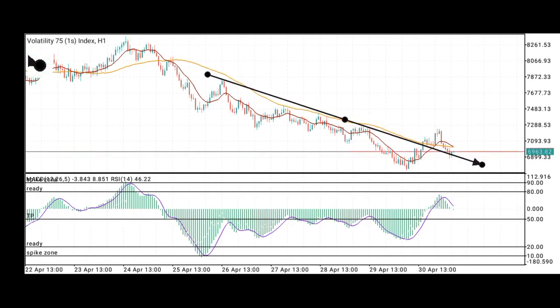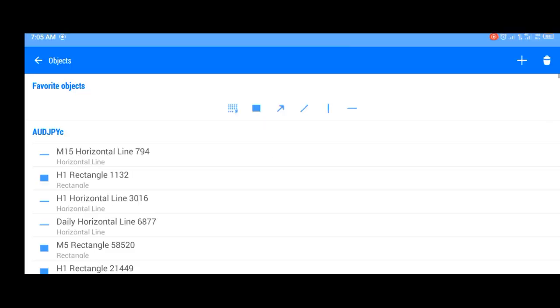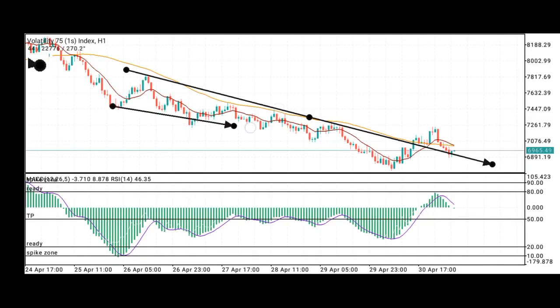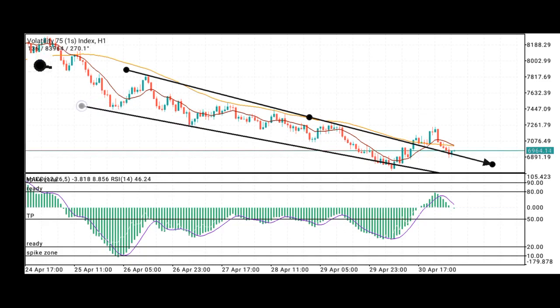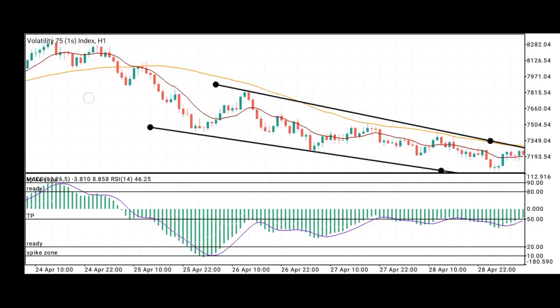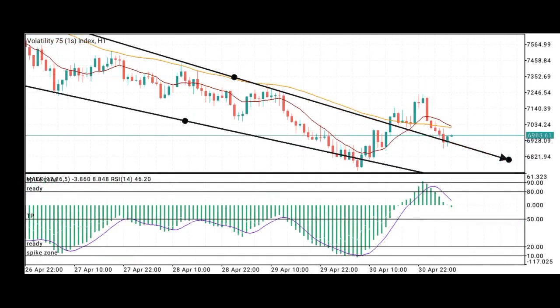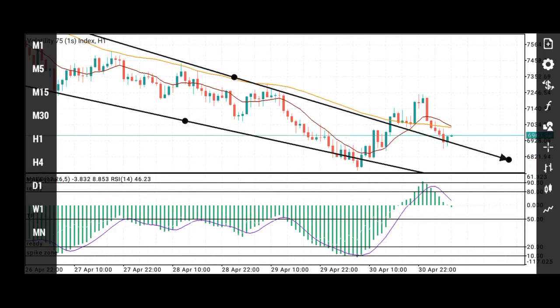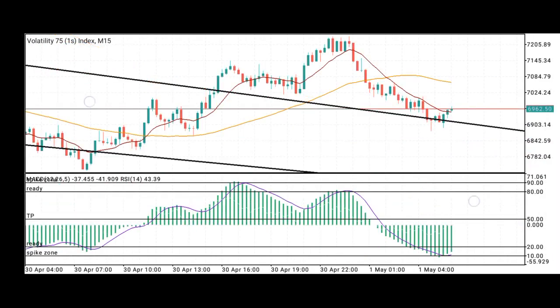The way I'm drawing the resistance shows that it's a downtrend market in the 1 hour time frame. That simply means you'll be looking for a place to sell. So this is the 1 hour time frame. Let's analyze down to the 15-minute time frame.